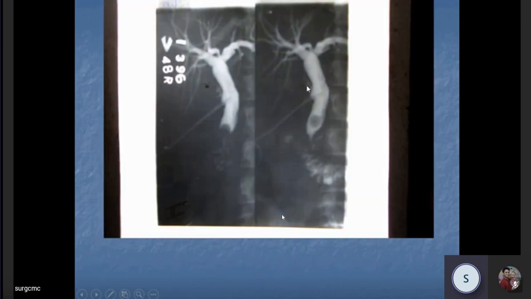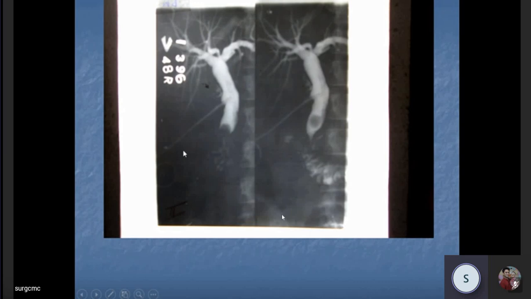So how will a filling defect look? Now look at this picture. This is a filling defect. This is the T-tube. Dye I have pushed. See, the extrahepatic biliary radicals are dilated. Already there is dilatation of the common bile duct. I have left a stone over here.